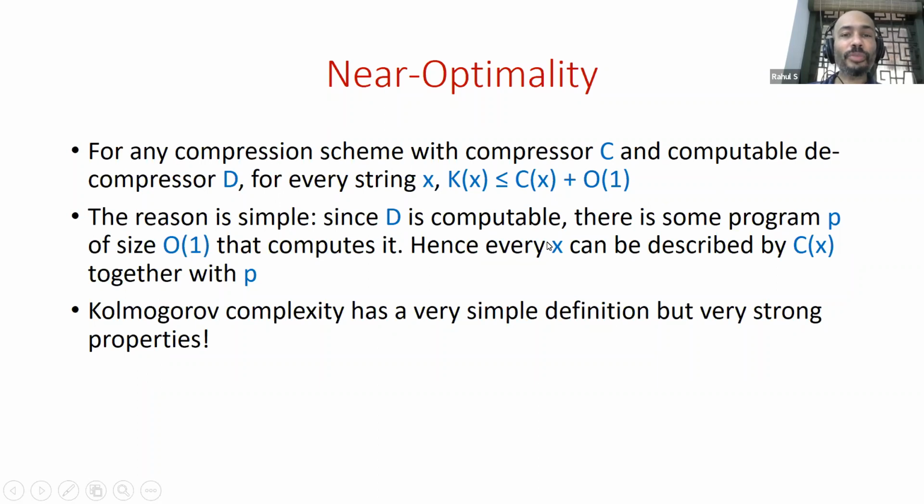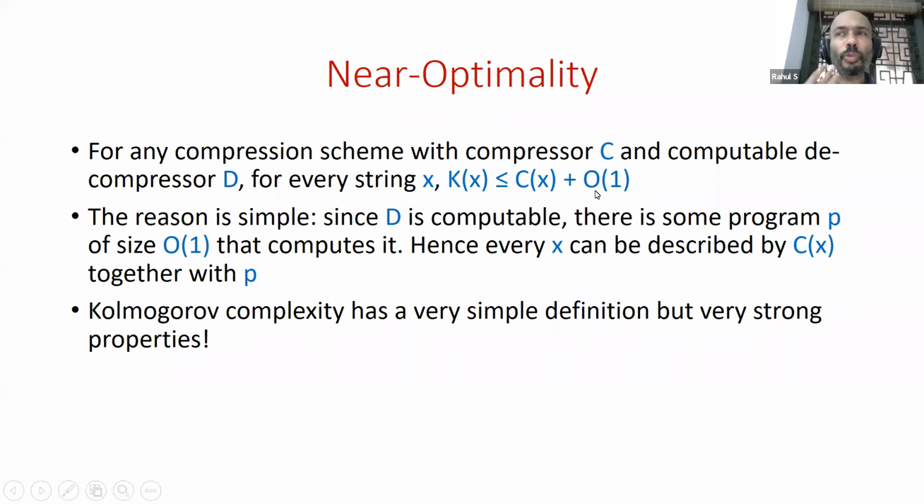And so every X can be described by the compression of X according to this compression scheme, C of X, together with this program P, which is of size order 1. This program P computes D. Given C of X and P, you can just run P on C of X and you'll get X back. So that's a program that produces X, and that program has size at most size of P plus size of C of X, which is size of C of X plus order 1. That's a specific description of X according to the universal machine. So in particular, K of X is at most C of X plus order 1.